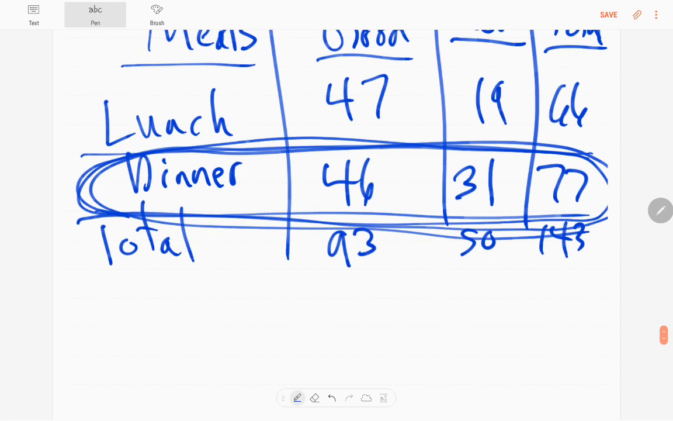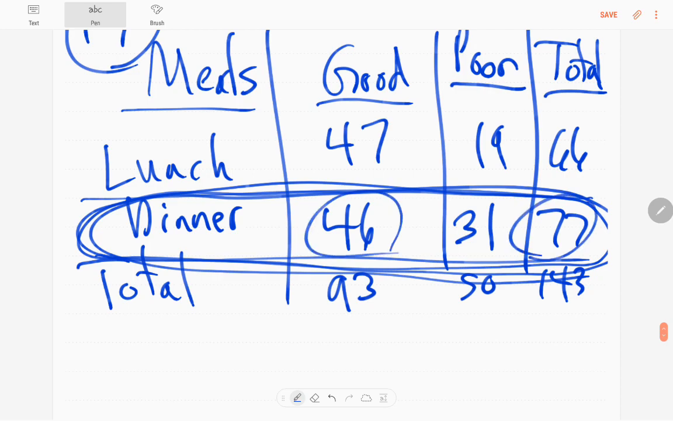Well, out of all the dinner people, 46 out of 77 said the service was good. So that's the answer. It's almost better probably to not use a probability formula in that case. And they do want a fraction here. And it doesn't reduce. 46 divided by 77.